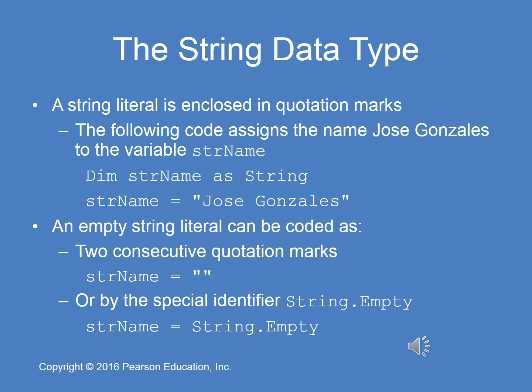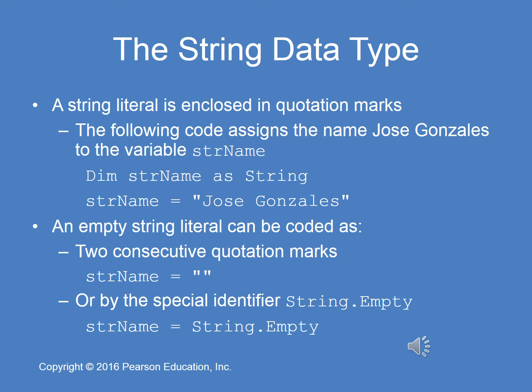A string literal is enclosed in quotation marks. And so the following code assigns the string Jose Gonzalez. I want you to understand that every letter, including the space, is part of the string. So that's not considered 2 words. It's just one continuous string. And the computer doesn't differentiate between the E at the end of Jose and the space between the E and the capital G.